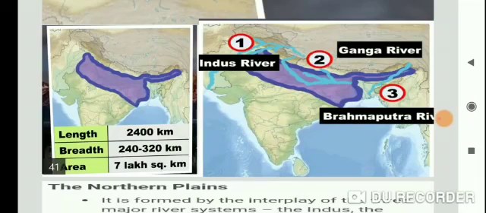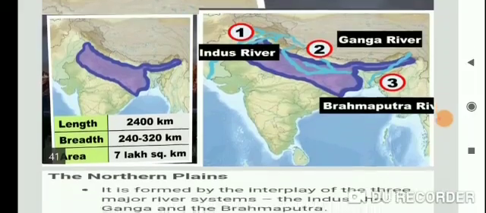These plains are about 2400 kilometer long, and long means length, and between 240 and 320 kilometer broad, broad means breadth. Now you see first the Indus, second Ganga and Brahmaputra river, and this plain is formed by the three river systems, the Indus, Ganga and Brahmaputra, along with their tributaries.